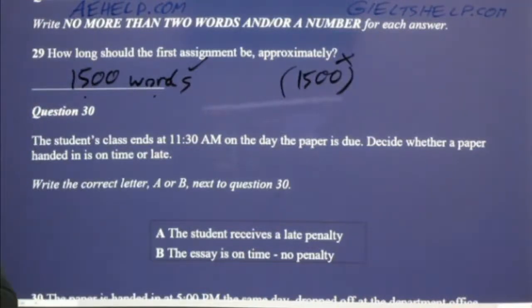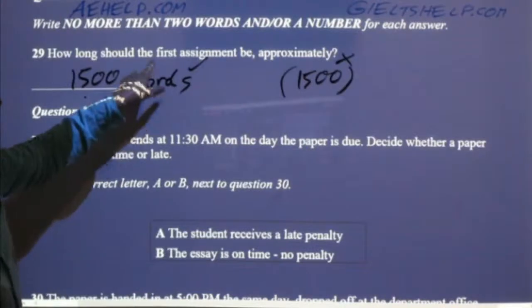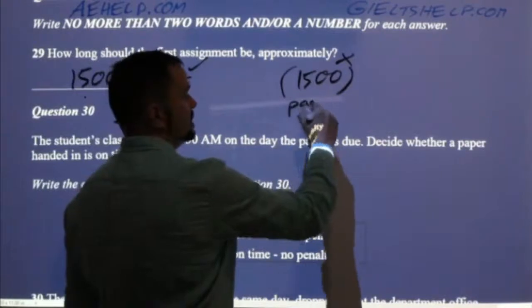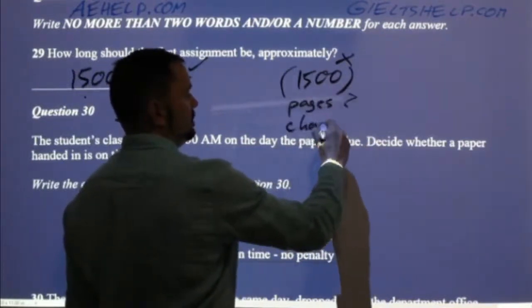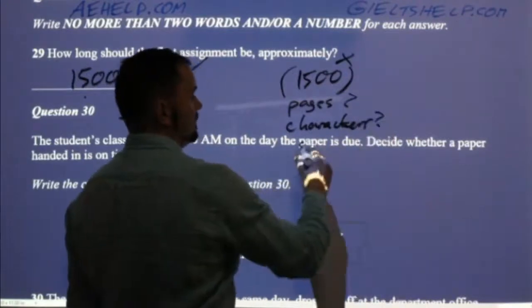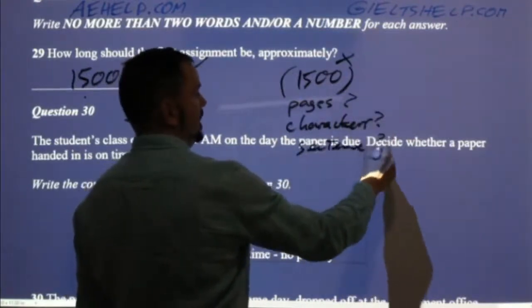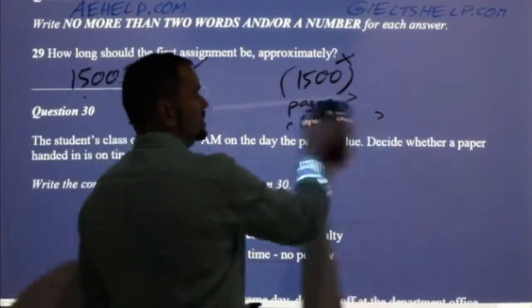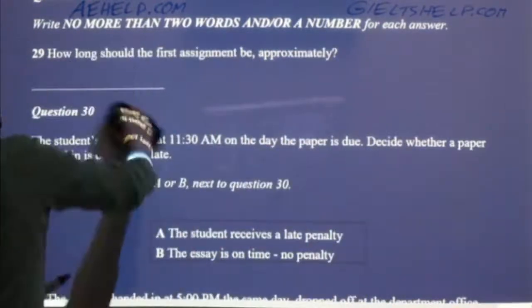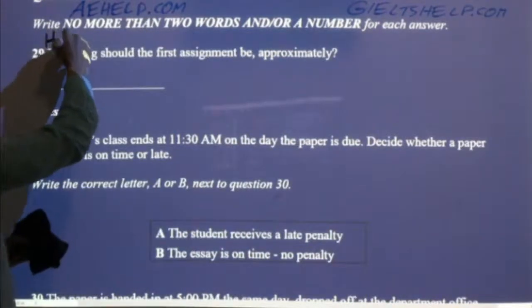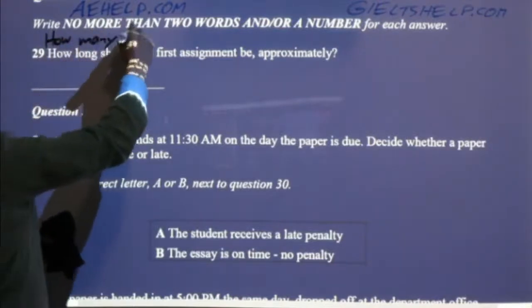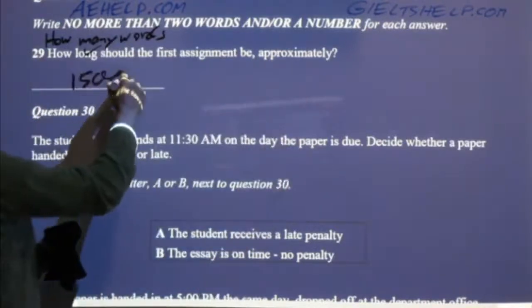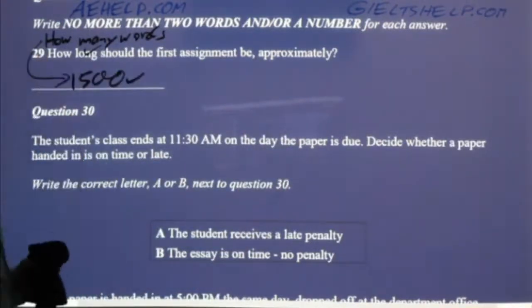Yeah, so you need to specify words because it doesn't say words in the question, right? So 1,500 what? 1,500 pages, characters, sentences, paragraphs. We don't know, right? So 1,500 words, okay? So we need that specification. Now, if the question says how many words should the first assignment be approximately, then 1,500 would be okay with that as part of the question.